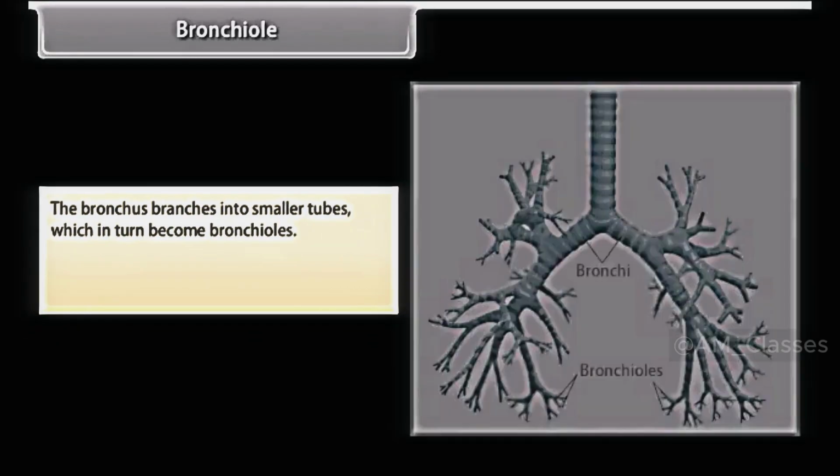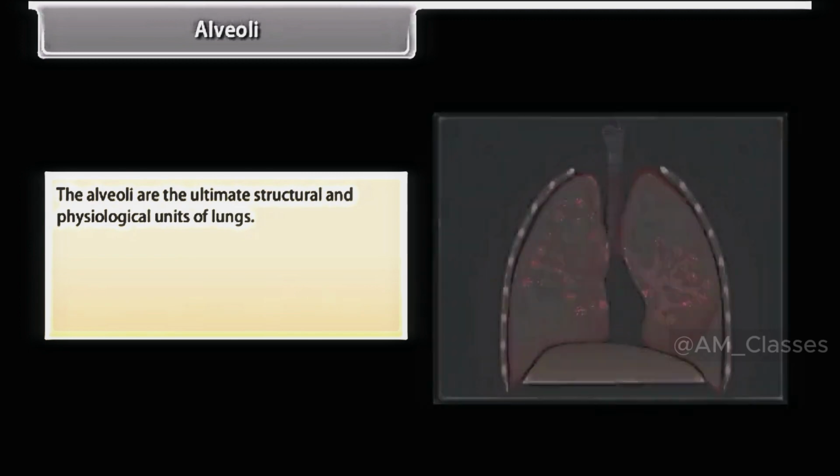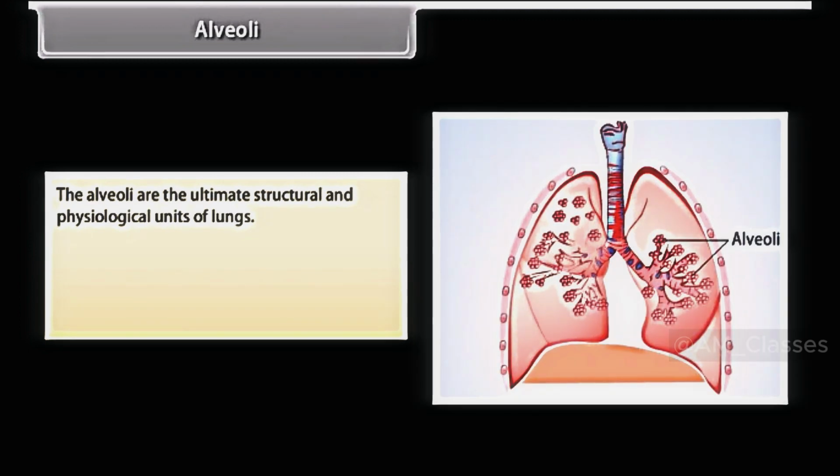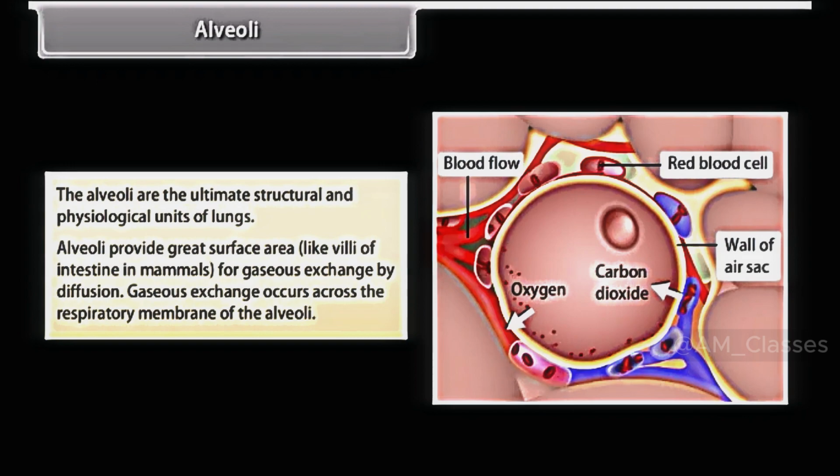Bronchiole. The bronchus branches into smaller tubes, which in turn become bronchioles. No gas exchange takes place in this part of the lungs. Alveoli. The alveoli are the ultimate structural and physiological units of the lungs. Alveoli provide great surface area, like villi of intestine in mammals, for gas exchange by diffusion. Gas exchange occurs across the respiratory membranes of the alveoli.